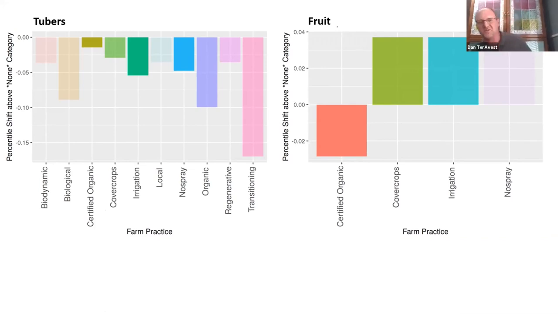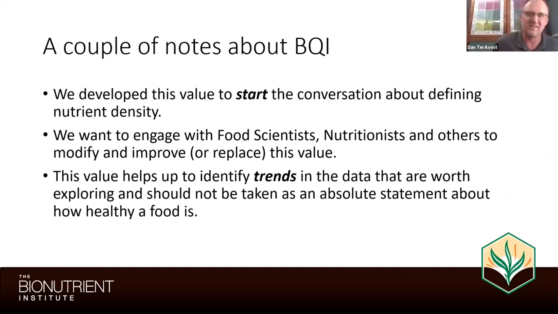Again, I want to reiterate a couple things I said about those graphs. The idea is to start the conversation about a definition of nutrient density. We want to reach out and engage with other experts. And the primary goal of this is to identify trends. So we see a trend in the data, we like it, now we can go in and do a deeper exploration of the data. We're just now really getting to the point where we can think about asking very specific questions and building peer-reviewed publications around those questions. So we want to spot trends that we can investigate.